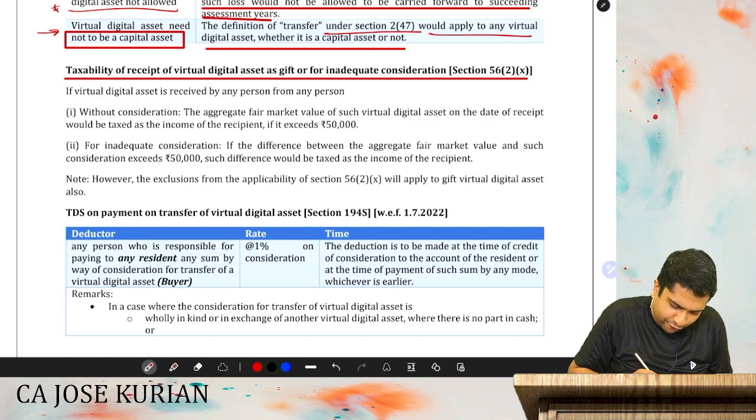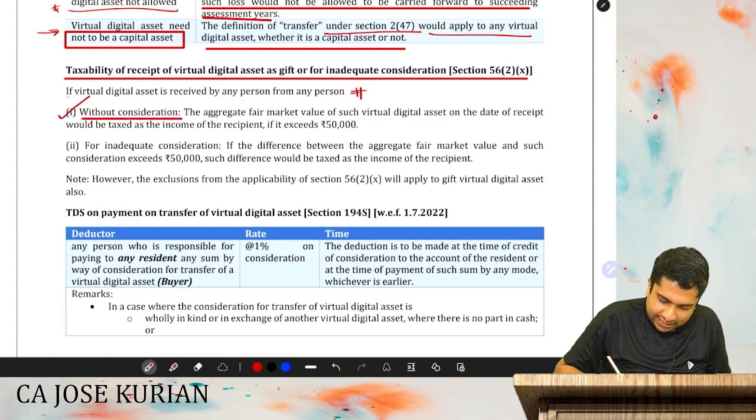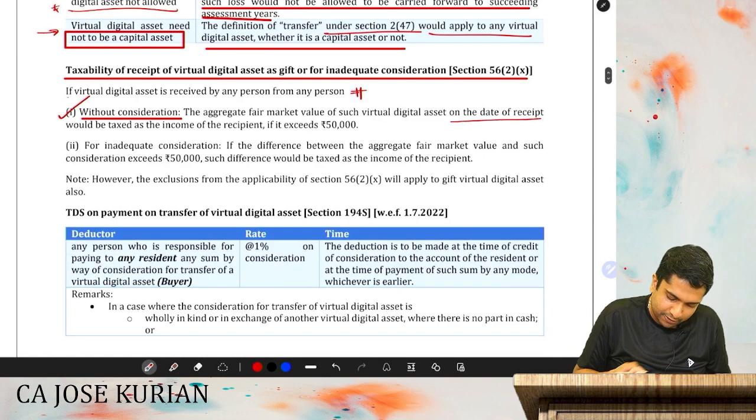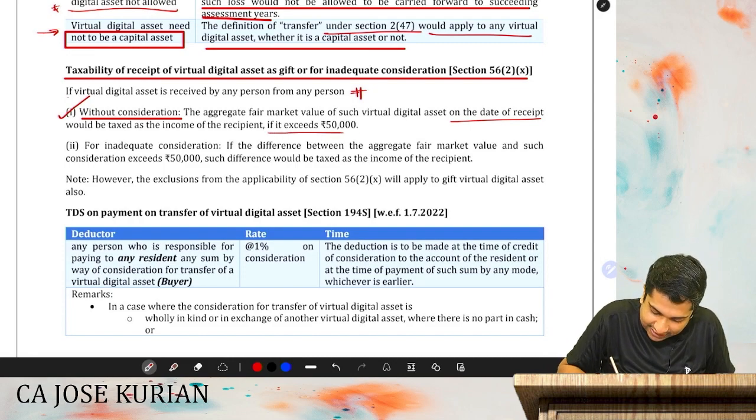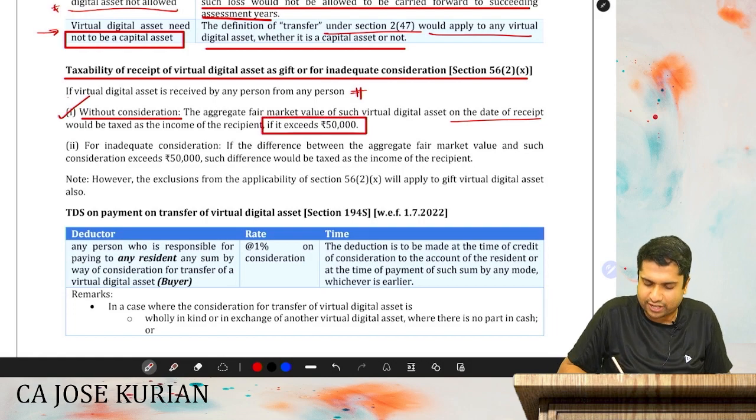So listen, if virtual digital asset is received by a person from any other person without consideration, and the aggregate fair market value of such virtual digital asset as on date of receipt would be taxable as an income of the recipient if it exceeds 50,000 rupees. So friends, what do you mean by this?